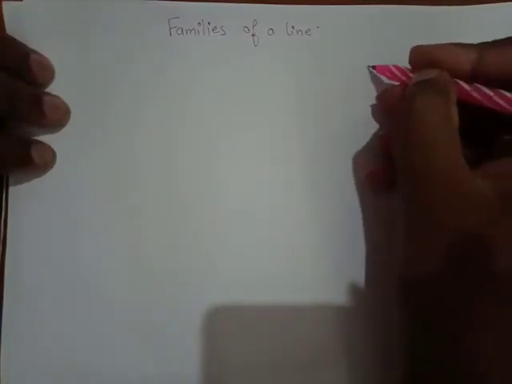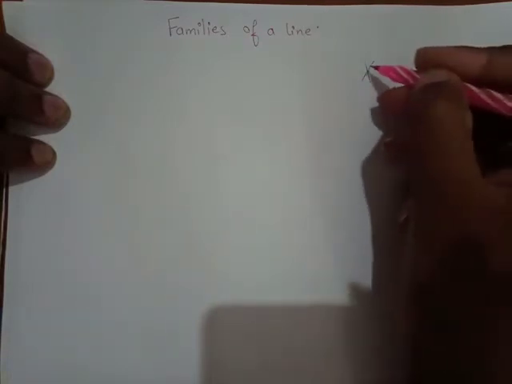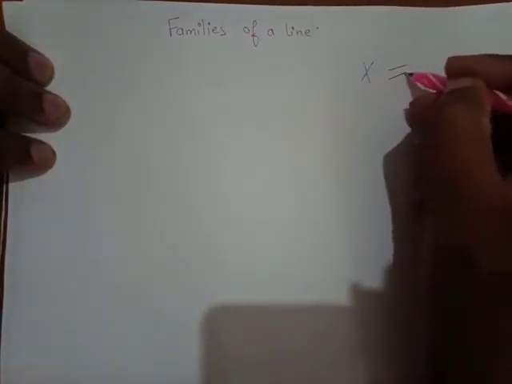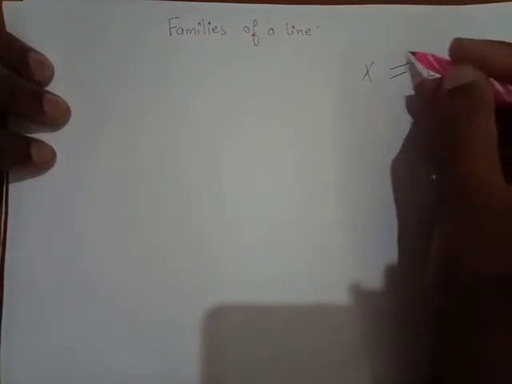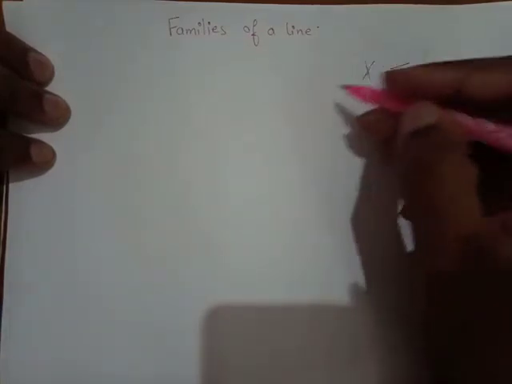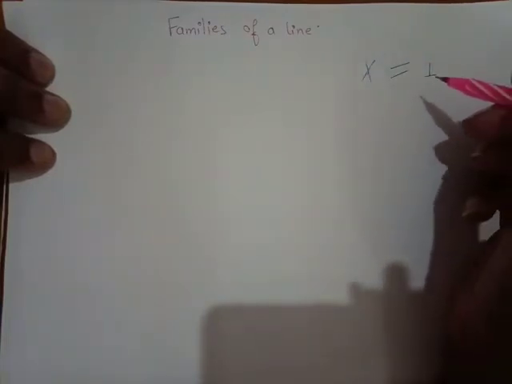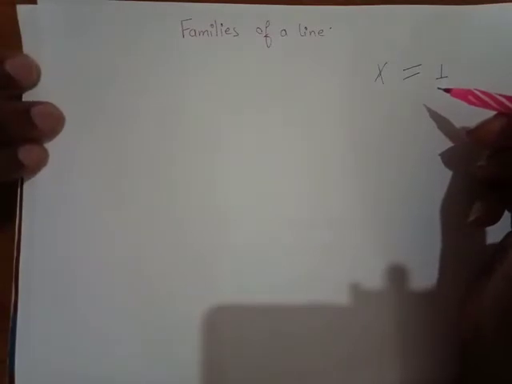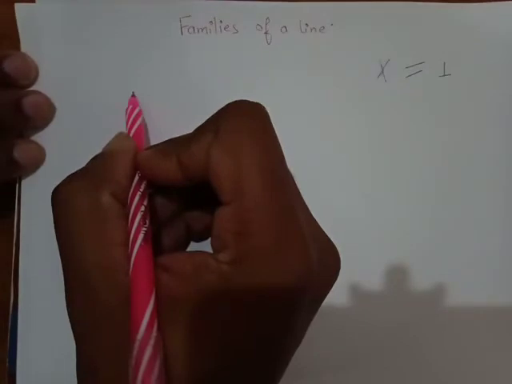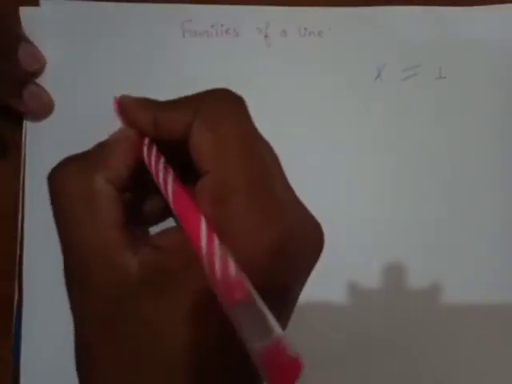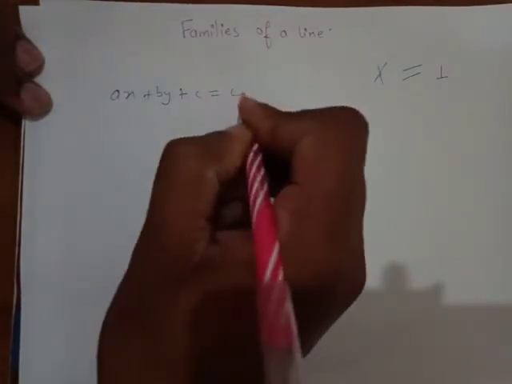For example, intersecting lines, parallel lines, perpendicular lines are all called families of lines. But we'll see how to make an equation when lines are given. When we start this topic, you already know the equation of any line can always be written as ax plus by plus c equals 0.